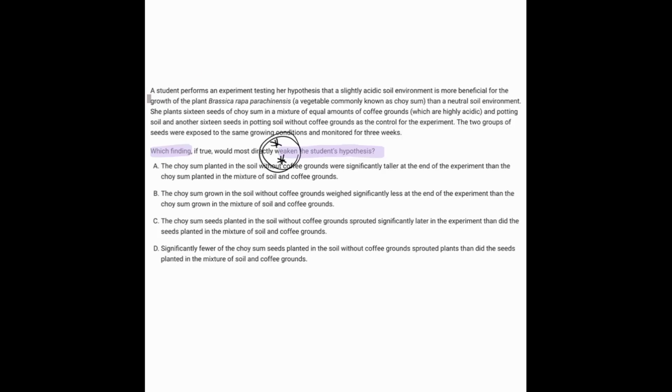So let's start reading. A student performs an experiment testing her hypothesis that a slightly acidic soil environment is beneficial for the growth of this plant than a neutral soil environment. She planted 16 seeds in a mixture of equal amounts of coffee grounds, which are acidic, and potting soil, and another 16 seeds in potting soil without the coffee grounds as the control. The two groups of seeds were exposed to the same growing conditions and monitored for 3 weeks.